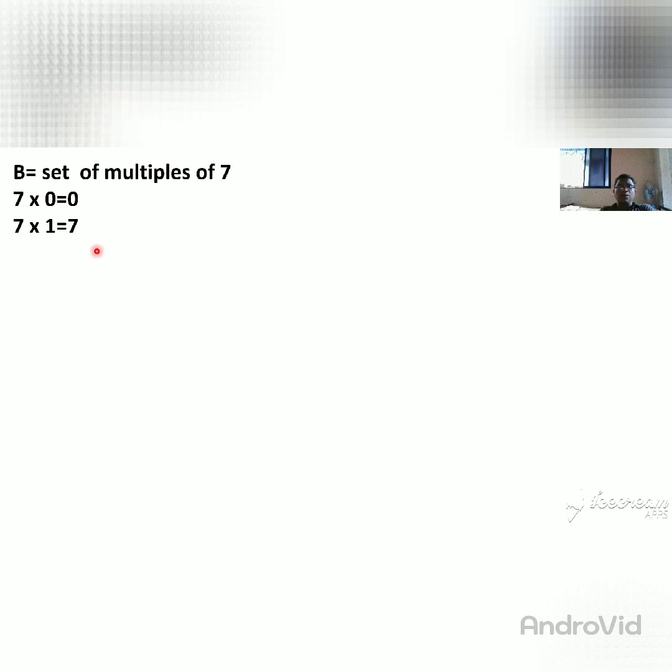Then after 1, which number is there? 2. So 7 is multiplied by 2. 7 twos are 14. After 2, which is the next multiple? 3. So 7 threes are 21. Here also I can stop at 3, because that multiplication chain is non-stop, but we have no time. So we can stop at 3 here. Then they are multiplying, all are positive numbers.